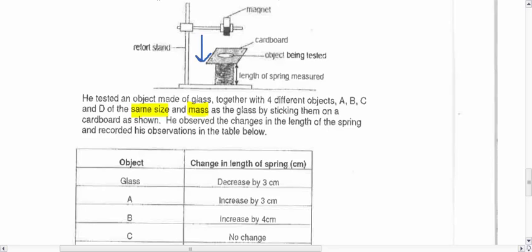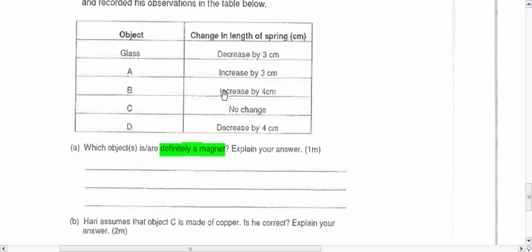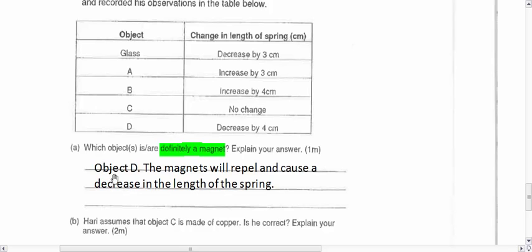If it's attracting, it will go up. So if it's attracting, the length will get longer, but if it's repelling, the length will get shorter because it's going to be pushed down. So which one will definitely be a magnet? Yes, look here, D. D is definitely a magnet. Your reasoning is that there's repelling, and repelling will cause a decrease in the length of the spring. So object D, magnets will repel and cause a decrease in the length of the spring.